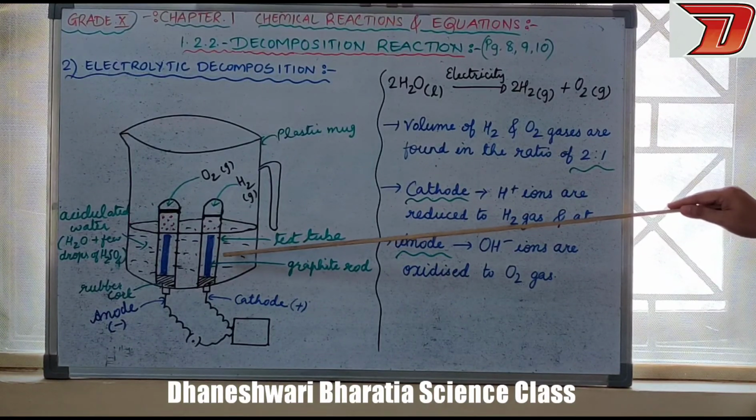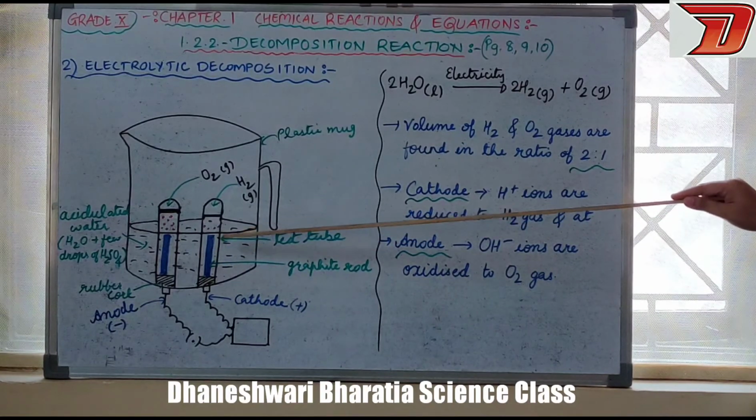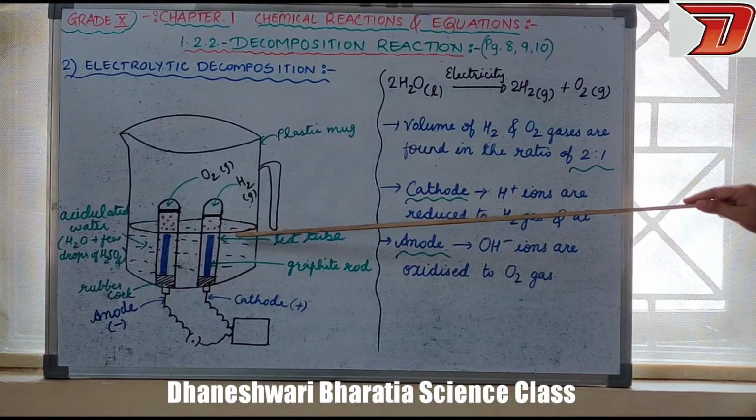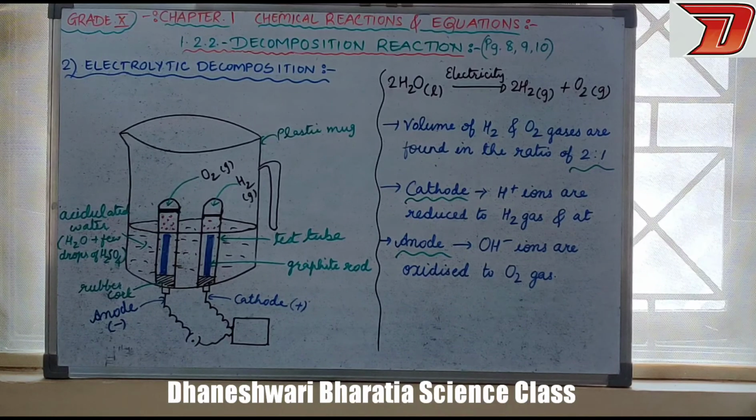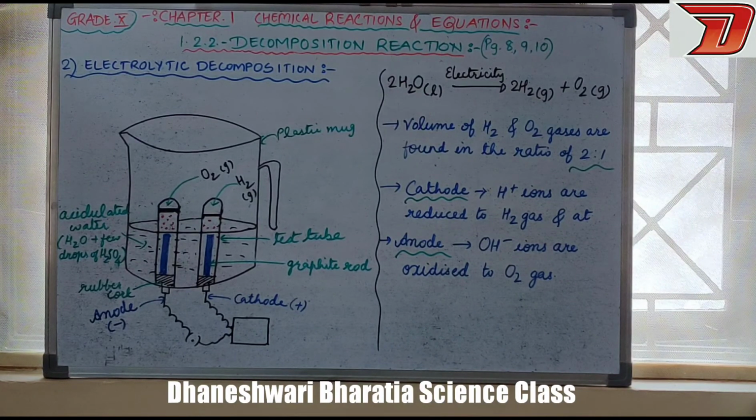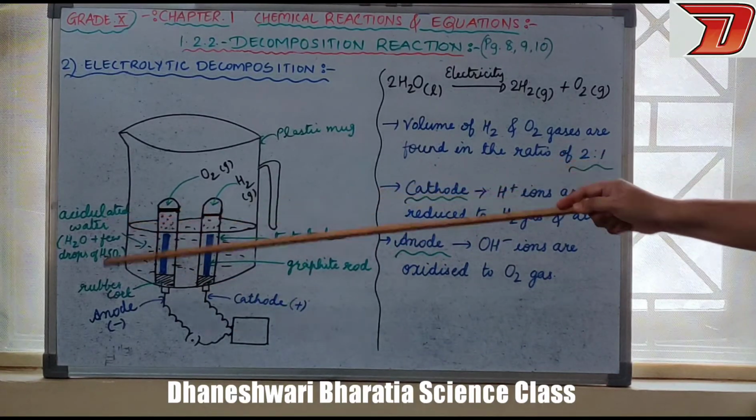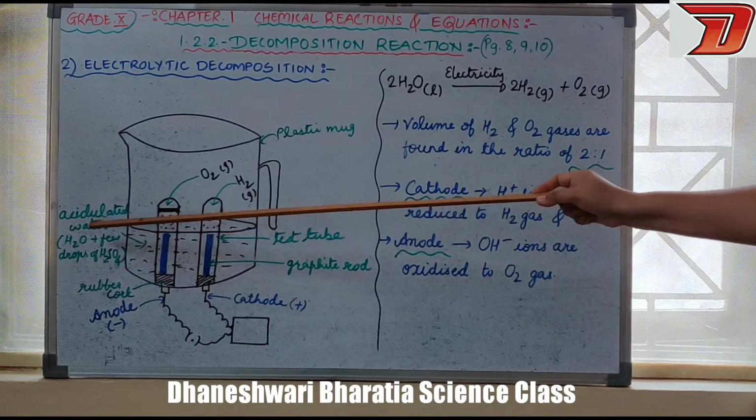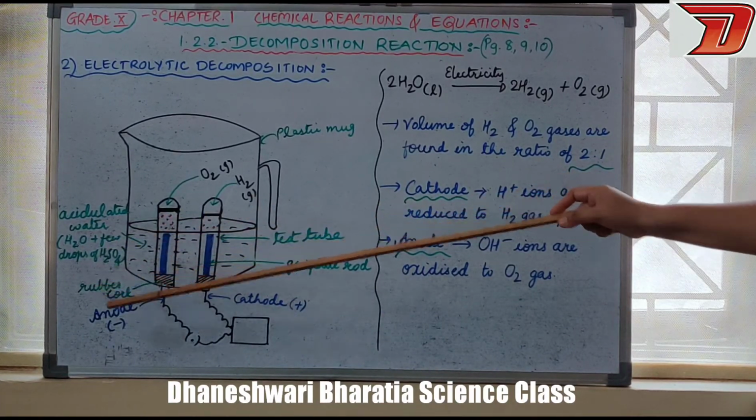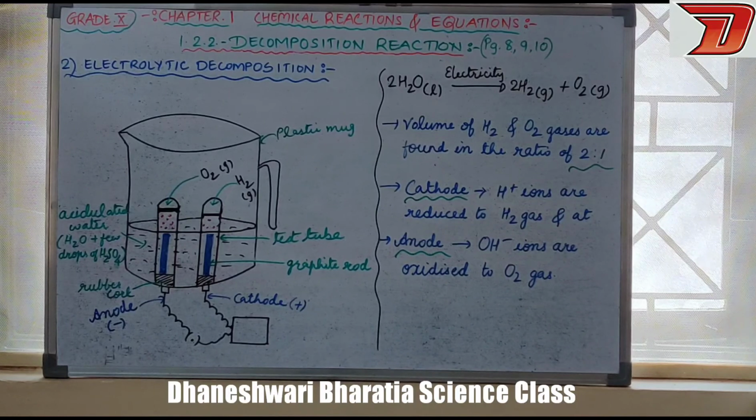Fine. The level of water is also important here. Okay. After that, you have to add few drops of sulfuric acid. Why do we need to add sulfuric acid? Because we know water is not a good conductor of electricity, right? So we have to make the acidulated water. You can see here acidulated water, that is in water we have added few drops of H2SO4.